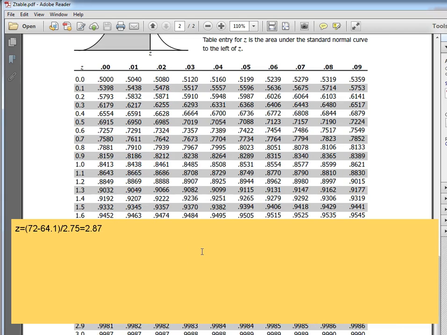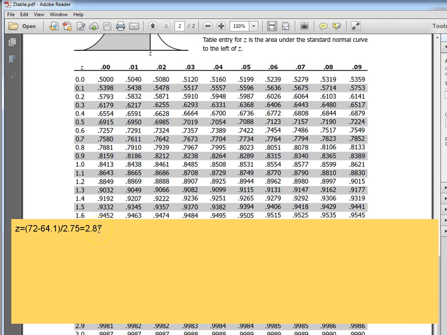So let's answer the same question, but for women. What percent of women are taller than 6 feet tall? So again, 6 feet tall is exactly 72 inches. That's our observation. It goes first. And now we're going to use the summary statistics for women. So 64.1 average goes second. And then we're going to divide by the women's standard deviation. That's going to give us a z-score of 2.87.